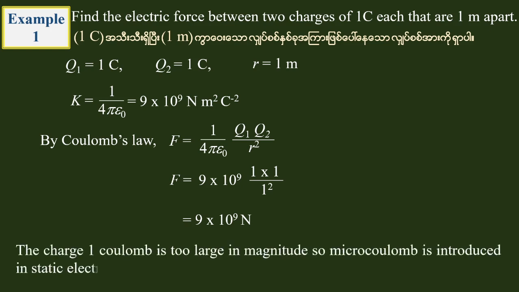9 × 10^9 newton for 1 coulomb is too large in magnitude. So, micro coulomb is introduced instead.